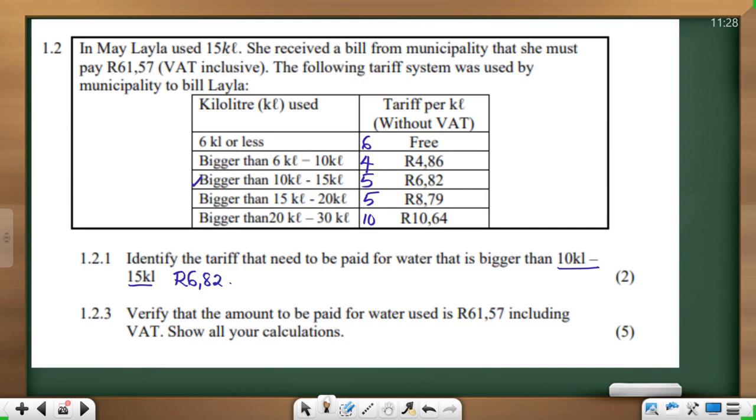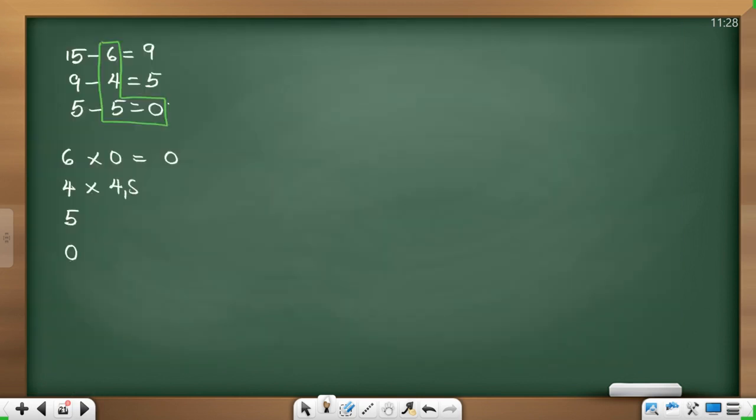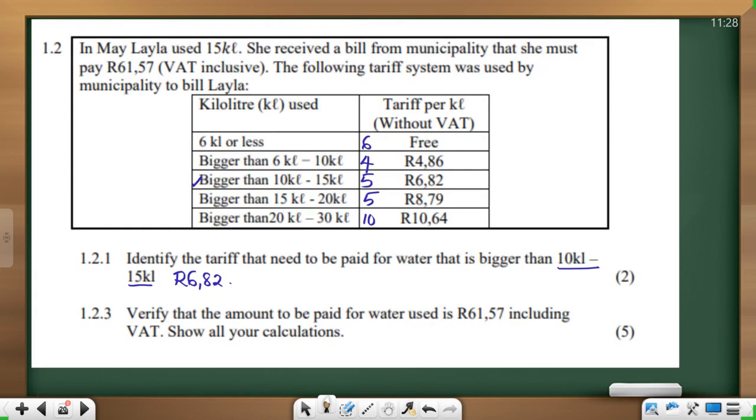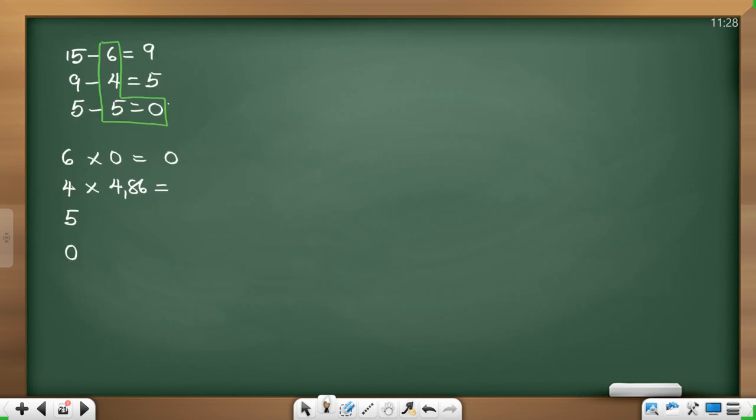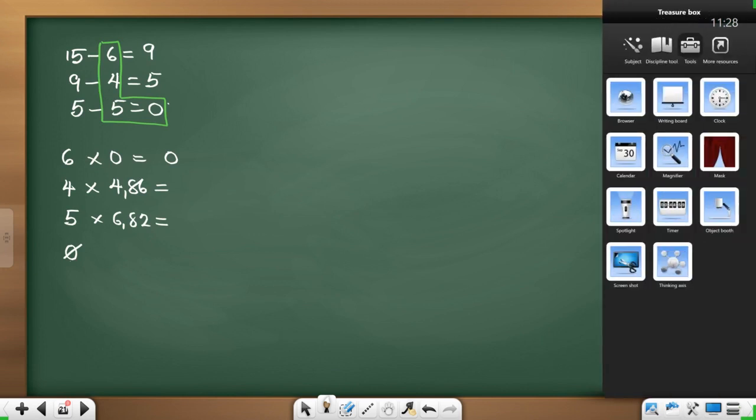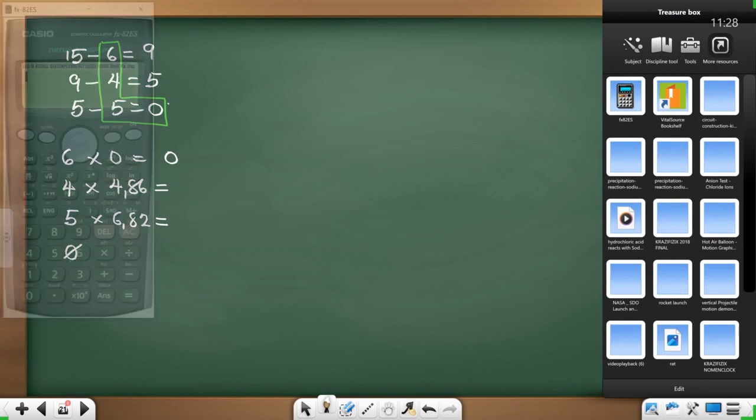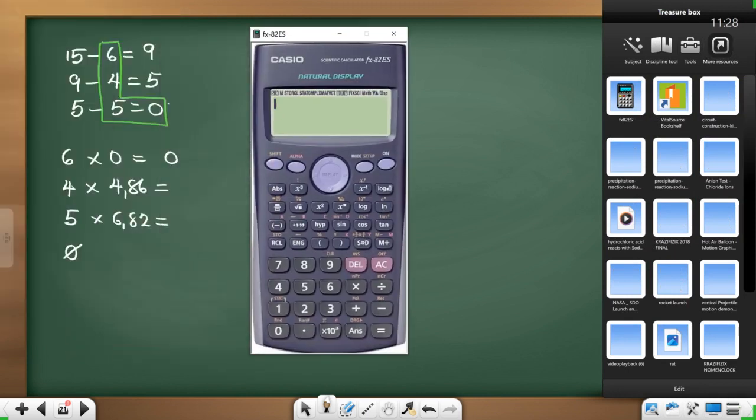Tariff in the second block, 4,86. In the third, 6,82. There's no need to put the first one, because 0 times any other thing is 0, so that one is of no use.